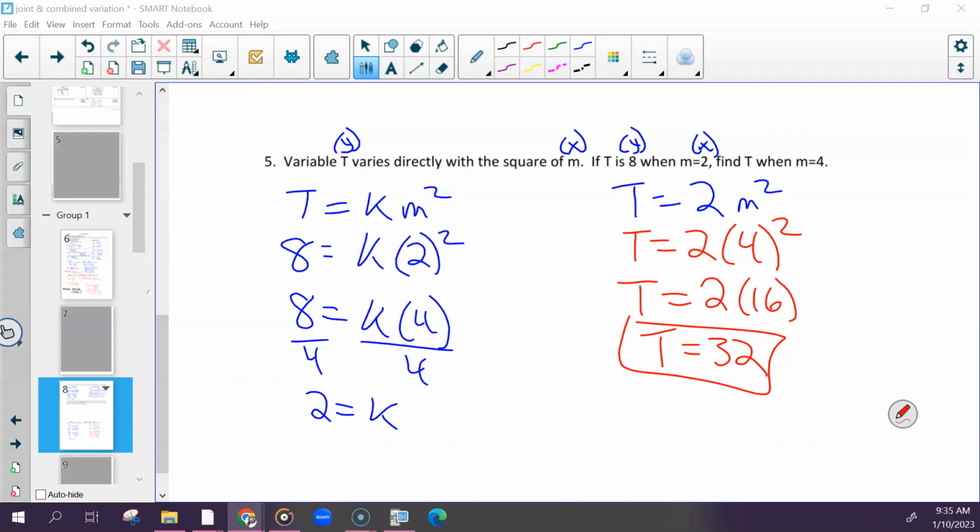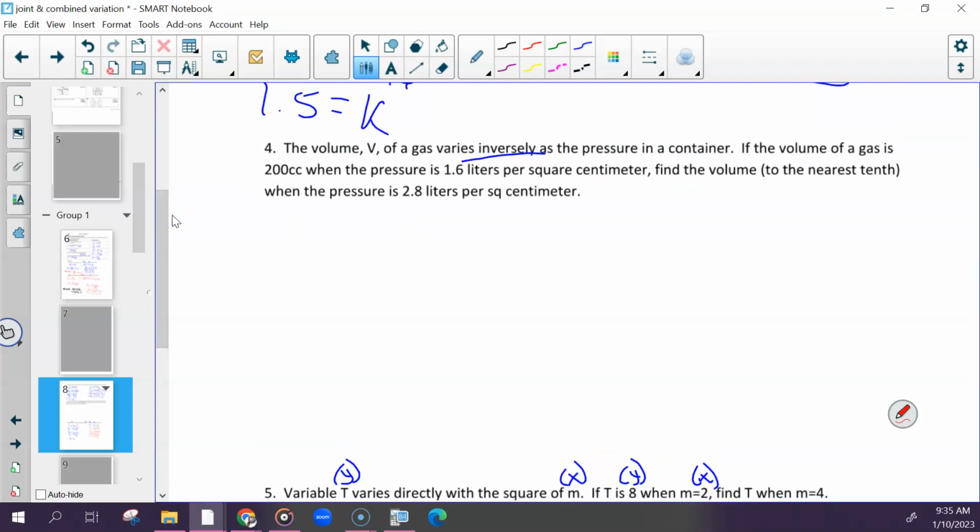The only one we didn't do on this set of questions is 4. Did we want to see 4? Yes. The volume V of a gas varies inversely as the pressure in a container. So still, whatever comes first is like your y, even though it's V, so leave it as V, but we could just say that's like our y. The pressure does not have a variable, so you can either say that's x, P, whatever variable you want.